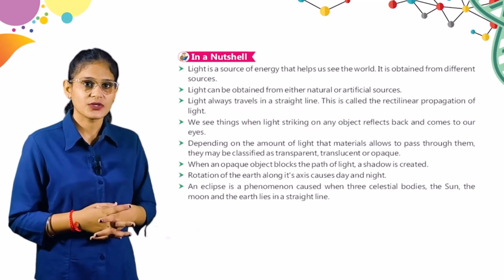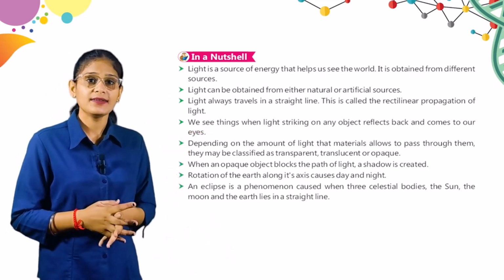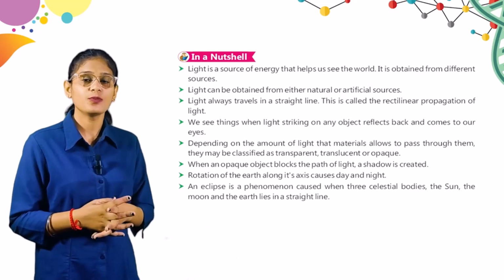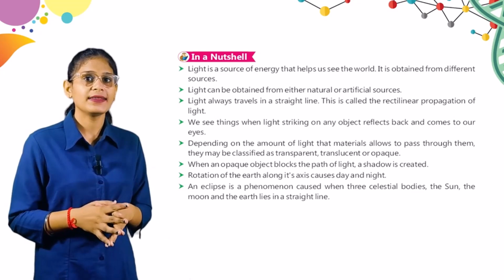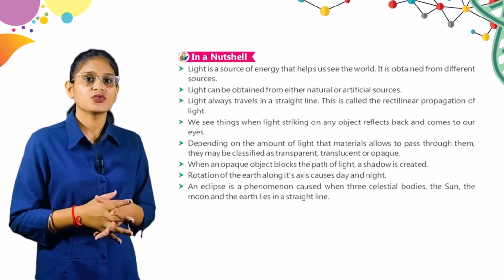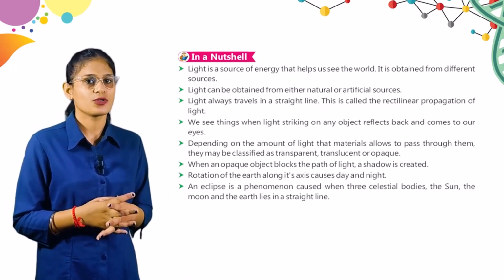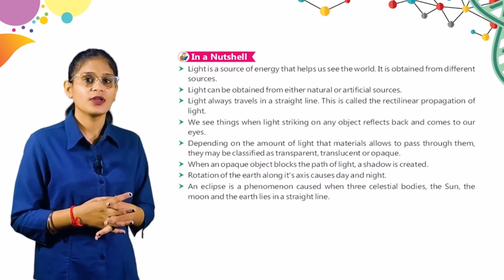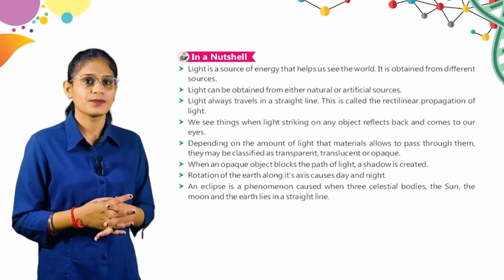What we learn in this chapter, now we will discuss it in a nutshell. Here, light is a source of energy that helps us see the world. It is obtained from different sources. Light can be obtained from either natural or artificial sources. Light always travels in a straight line. This is called the rectilinear propagation of light. We see things when light is striking on any object, reflects back and comes to our eyes.